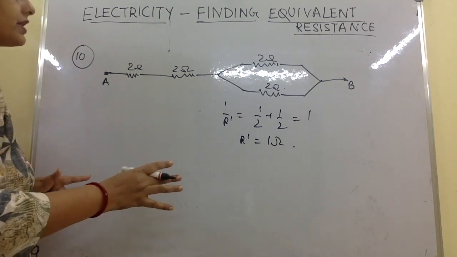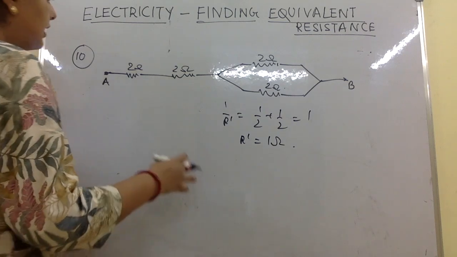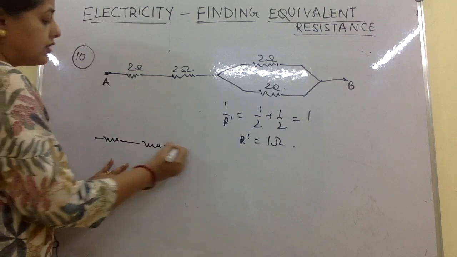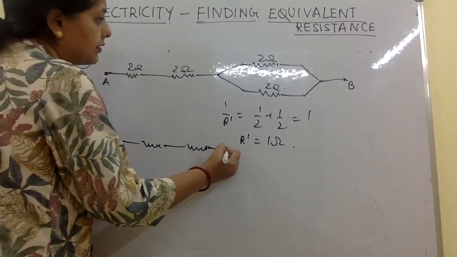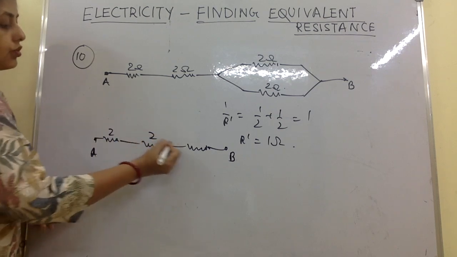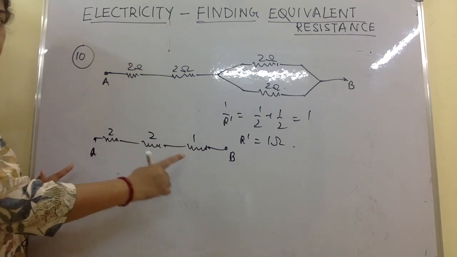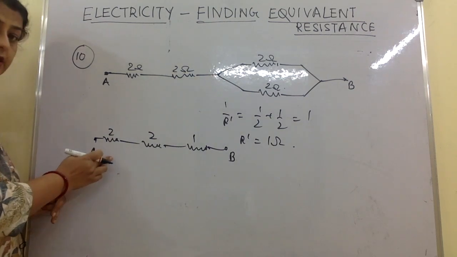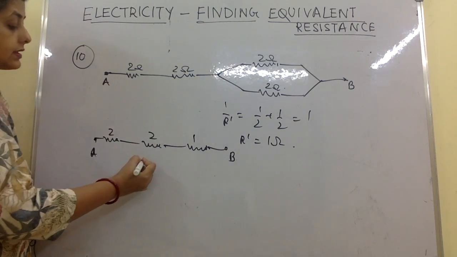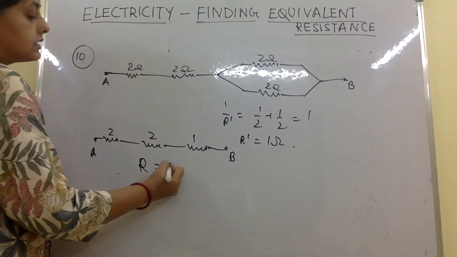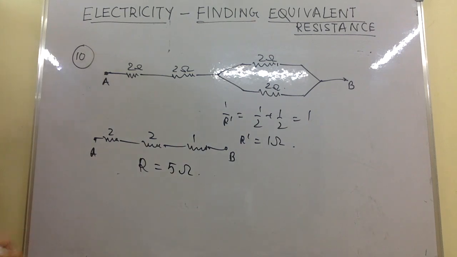If R dash is equal to 1 ohm, then my entire circuit now becomes like this. This is B, this is A, this is 2, 2 and 1 now. Because this part now is considered in series along with these two. So my final equivalent resistance or the total resistance is 5 ohms.